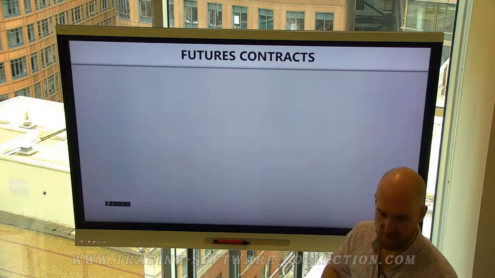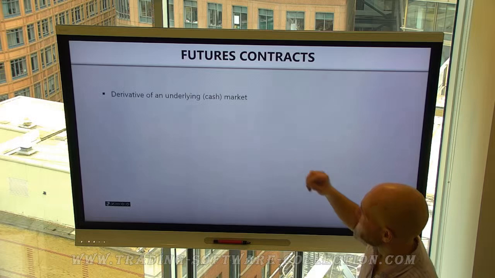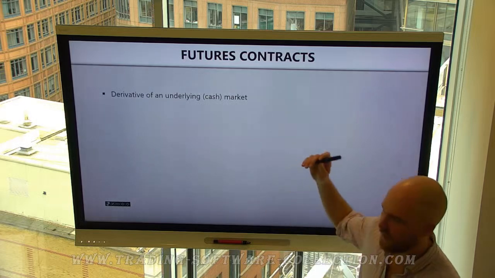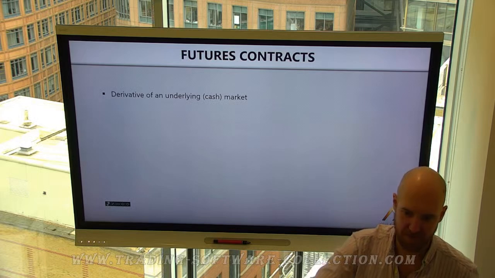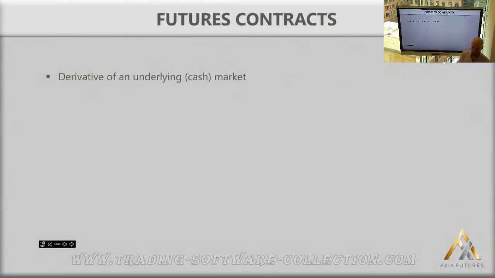Everyone knows what a futures contract is, hopefully, since you've all traded them before. Basically it's a derivative of an underlying asset. Whenever you hear anyone talk about cash market, that is the underlying market. So cash S&Ps, cash DAX, etc.